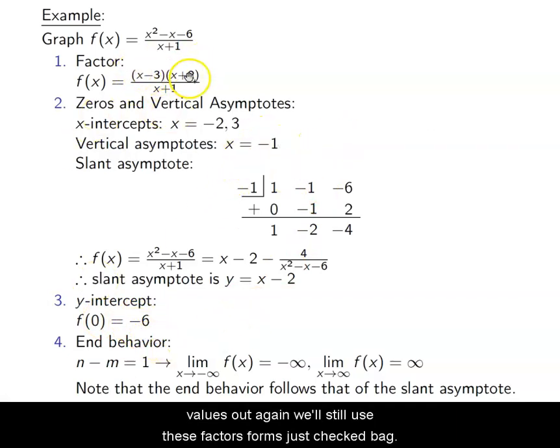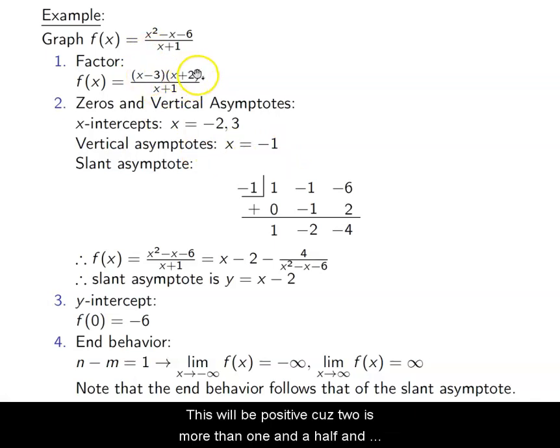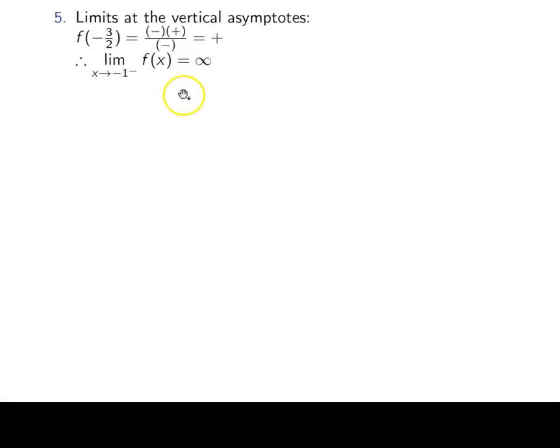Again, we'll still use these factored forms, just check values. So the value I want to check is in between -2 and -1. So -3/2, or 1.5. That'll be negative. This will be positive because 2 is more than 1.5. And then this will be negative. So I'll have a negative on top, a negative on bottom. Overall, it should be positive. So as I come from the left towards -1, I have positive infinity as my limit.